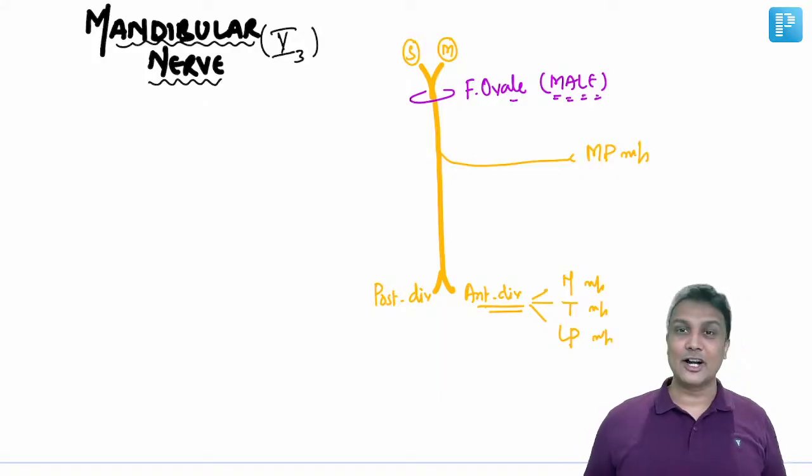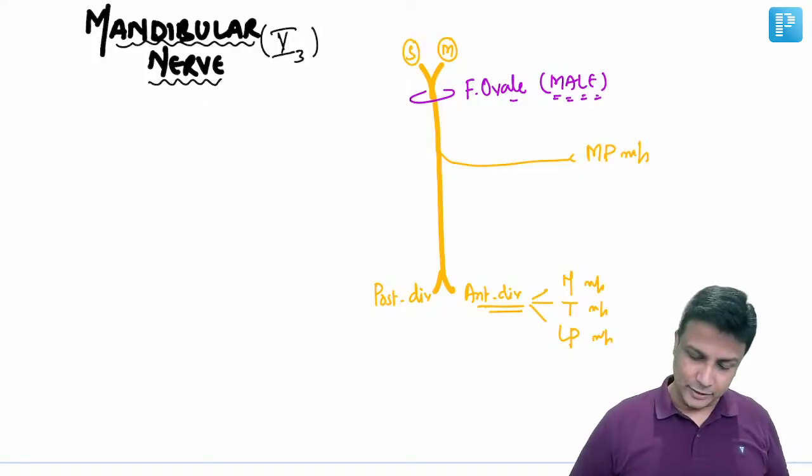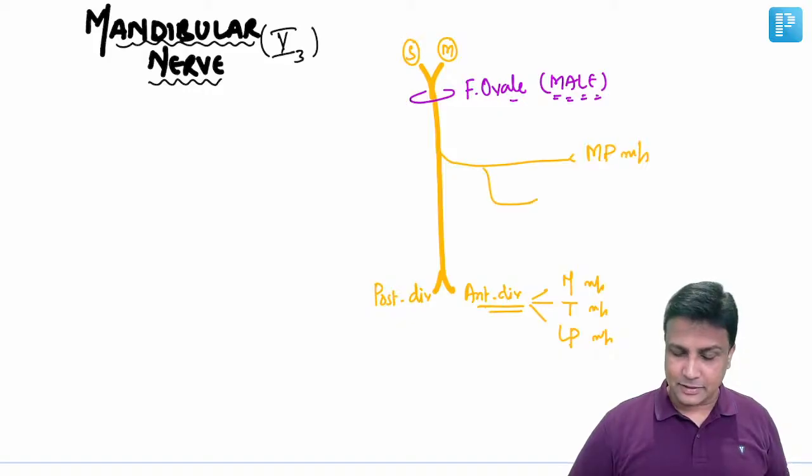Masseter, temporalis and lateral pterygoid are taken care of by the anterior division. So the trunk will be supplying only the medial pterygoid. Point number 2, the same nerve is supplying two muscles: tensor tympani, and another one will be the tensor veli palatini muscle.